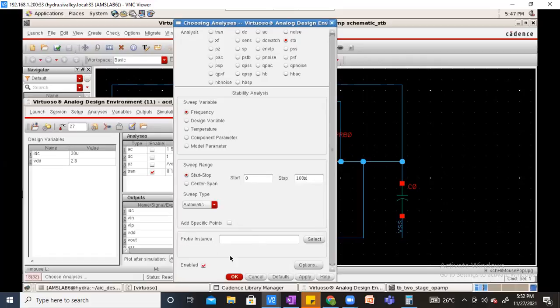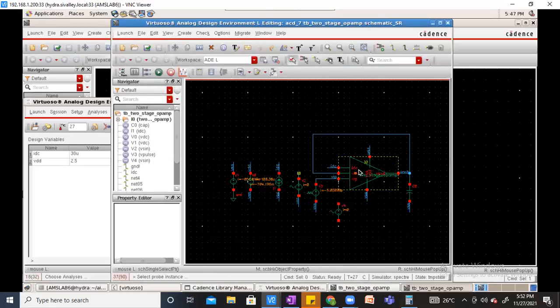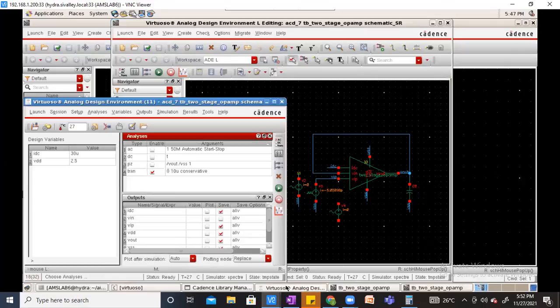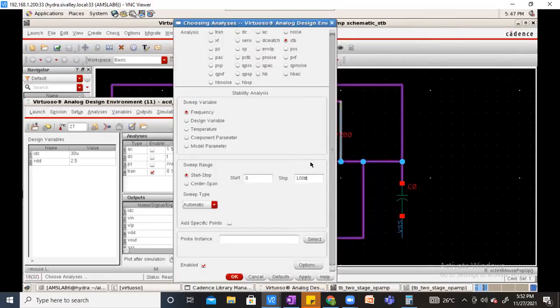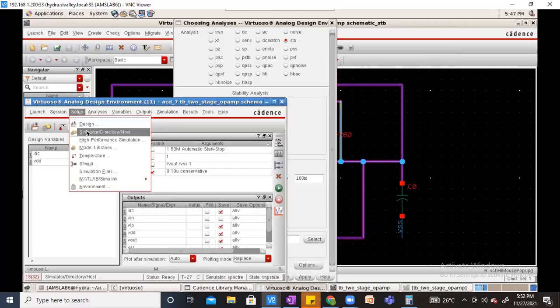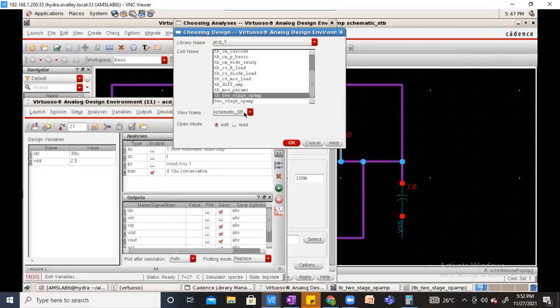Probe instance means which instance you want to do the stability analysis on. So you have to probe that instance. Click on select. It will open up this window and select this instance. If you select, it will come to the point where it is having that. Oh, it's not taking. Hey, come on, man. I think I have to change the design here. See, it is still an issue that I have to make it stable.